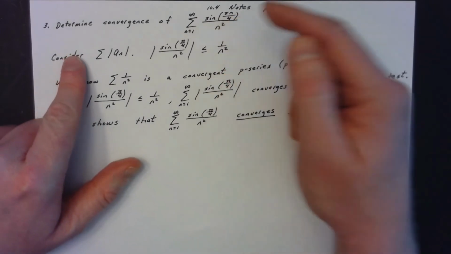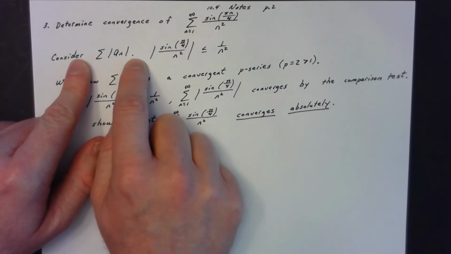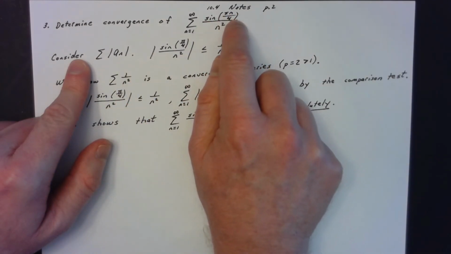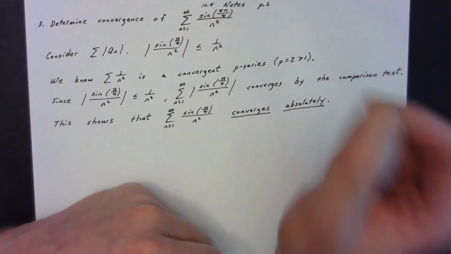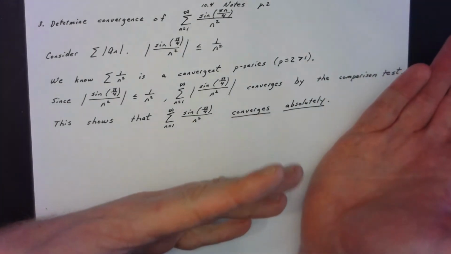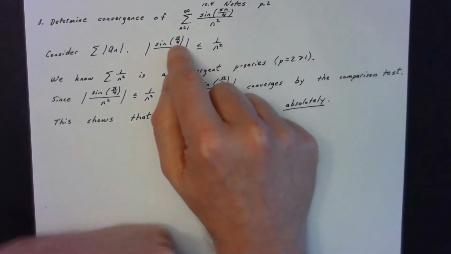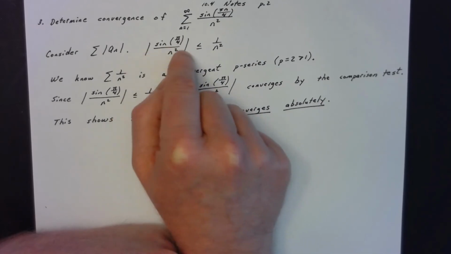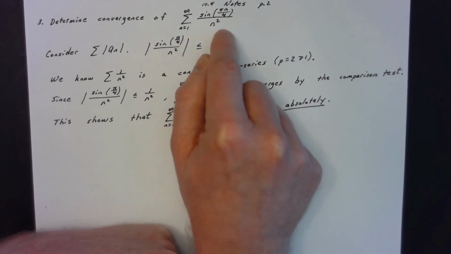So here's what I'm going to do. I'm going to consider the absolute value of the general term of this series. The general term would be the absolute value of sine of pi n over 4, divided by n squared. What I know is that the maximum value the sine could ever take on is 1. Sometimes it's going to be the square root of 2 over 2, sometimes it's going to be 0, but the maximum it could ever be is 1. So the absolute value of this general term is less than or equal to 1 over n squared.